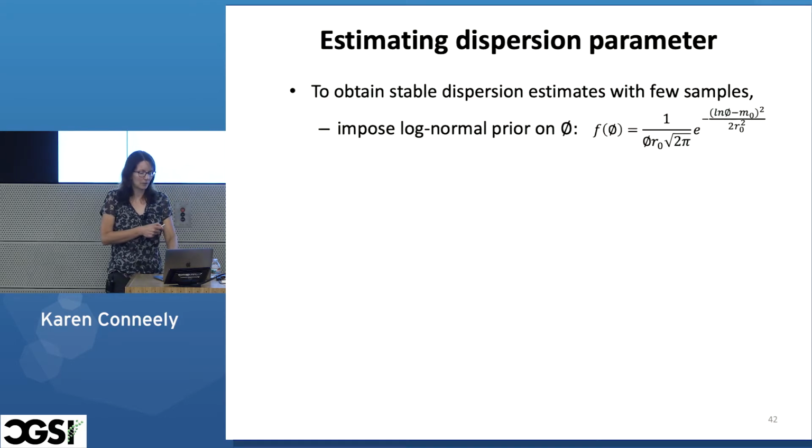I've just written this out. And you can see the PDF of phi is a function of, in addition to phi, these two parameters. We're calling them M0 and R0.